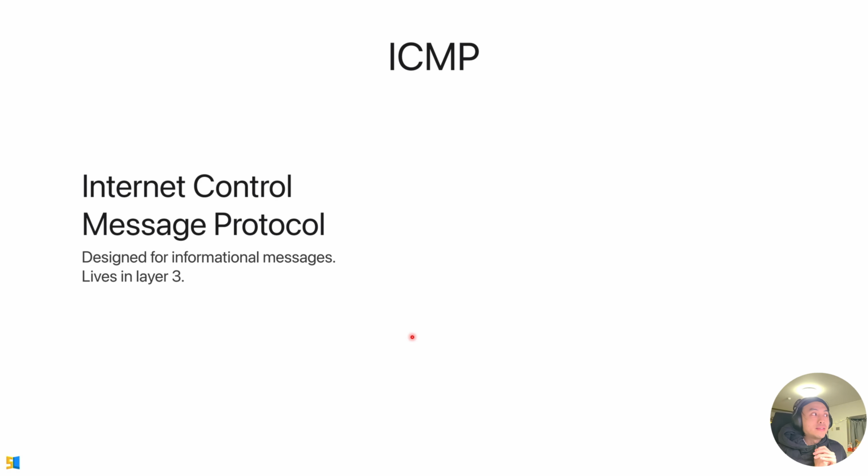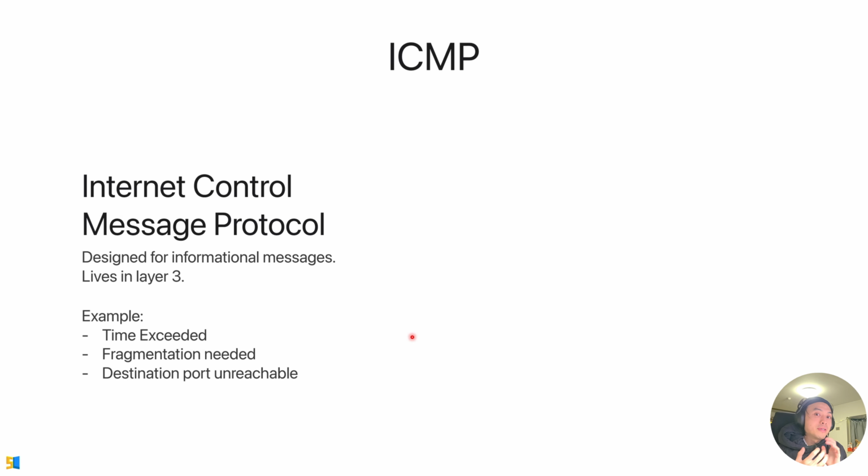Moving on to ICMP. ICMP stands for Internet Control Message Protocol. So it is another protocol inside a protocol. It's designed for informational messages. It lives in layer 3. We have seen some examples before, if you are aware of that.